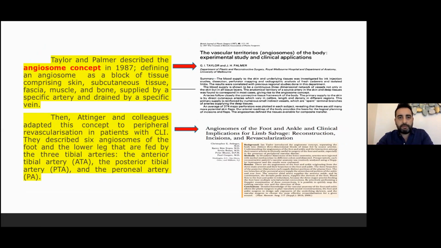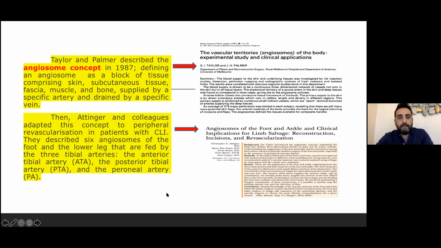Taylor and Palmer described the angiosome concept in 1987, defining an angiosome as a block of tissue comprising skin, subcutaneous tissue, fascia, muscle, and bone, supplied by a specific artery and drained by a specific vein. You can see at the right side this original article. Taylor and Palmer are plastic surgeons.